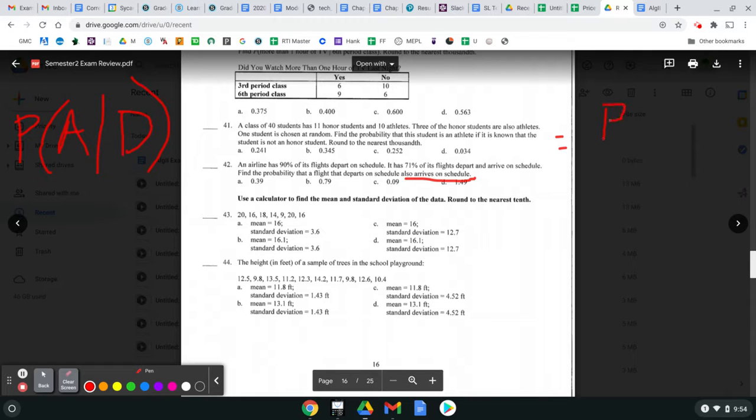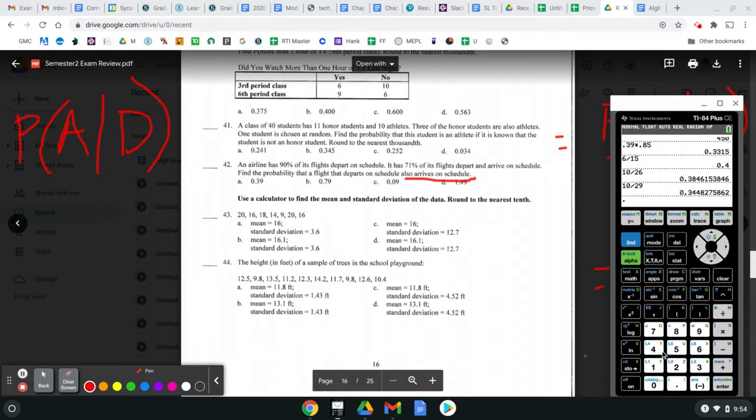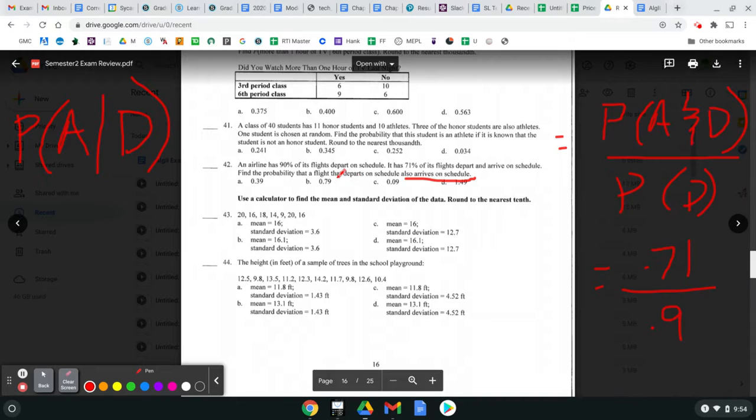So that's going to be P of A and D over the probability of D. All right, so what's the probability that it arrives and departs on time? 0.71. What's the probability that it departs on time? 0.9. So 0.71 divided by 0.9, and you get 0.788, which is going to round to 0.79, which is boom!